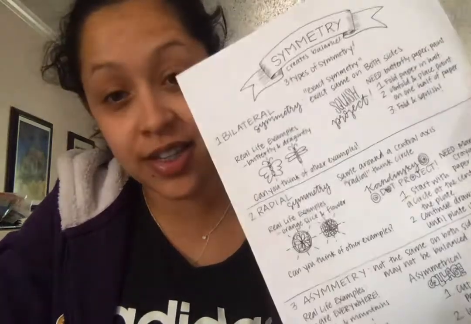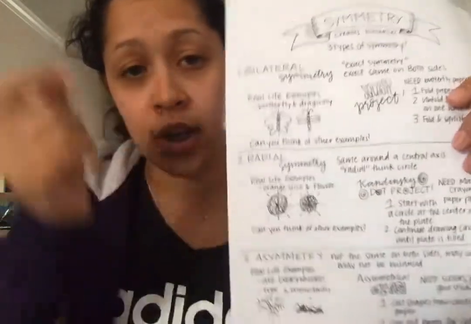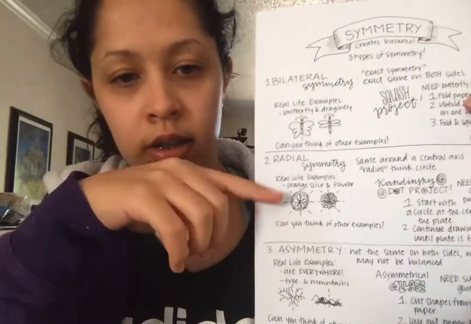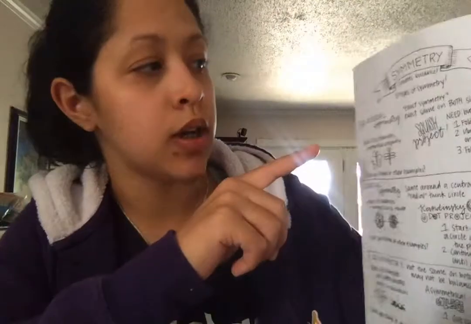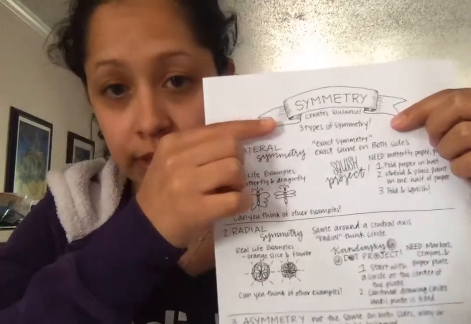Okay, guys, so we're revisiting this little sheet of paper here. I forgot that we did not go over asymmetry. So let's review a little bit of the other types of symmetry. So in all, symmetry creates balance.